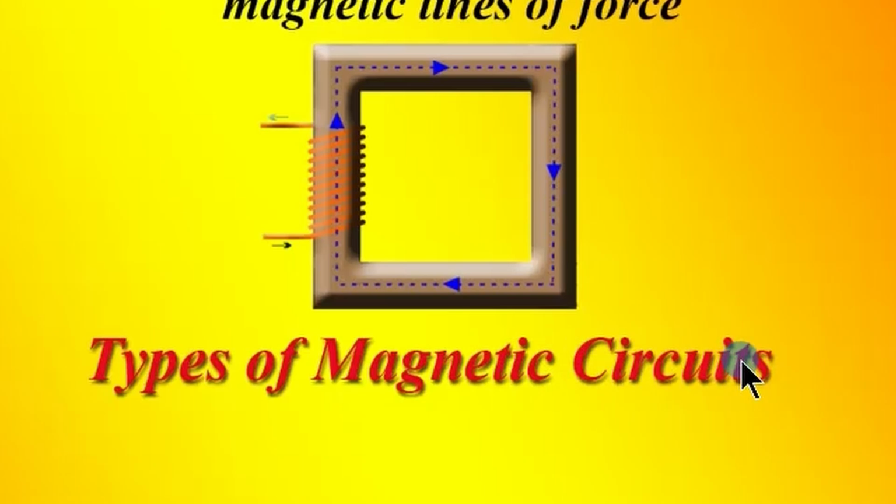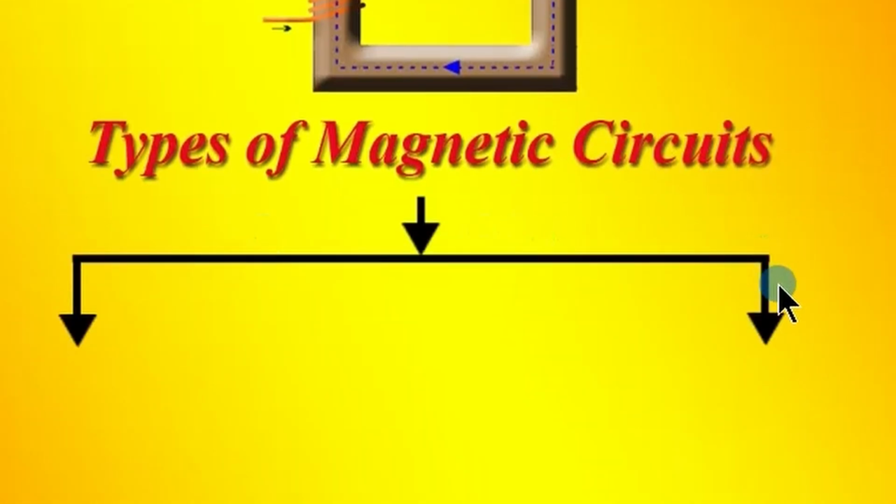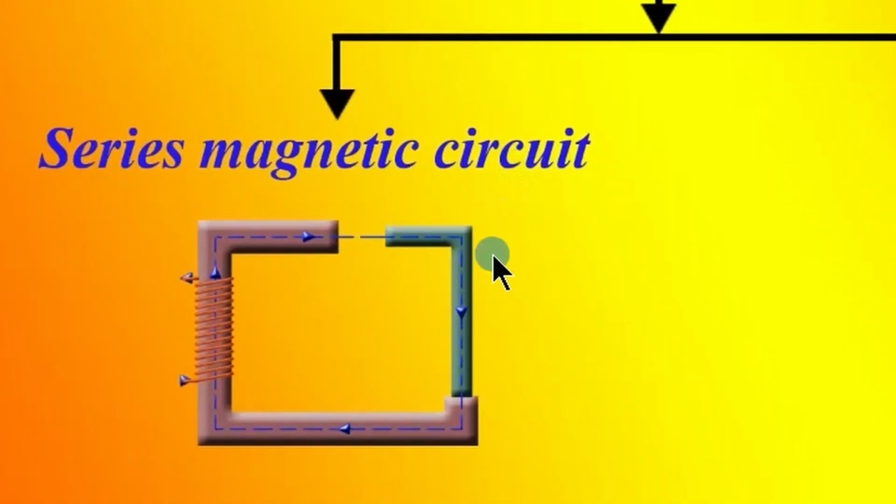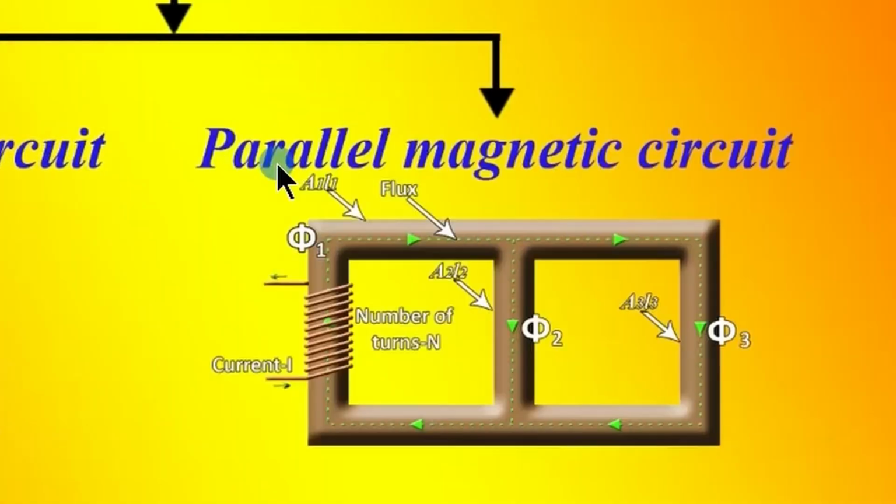Types of magnetic circuits. There are mainly two types of magnetic circuits. One is the series magnetic circuit, in which, like the case of electric circuits, magnetic materials are connected in series and the same flux passes throughout the core. The second type is the parallel magnetic circuit, in which there will be more than one parallel path. This is also like the case of a parallel electric circuit. See here, flux phi1 is coming and it divides into two. The flux phi2 and phi3 depend upon the reluctance of the paths.